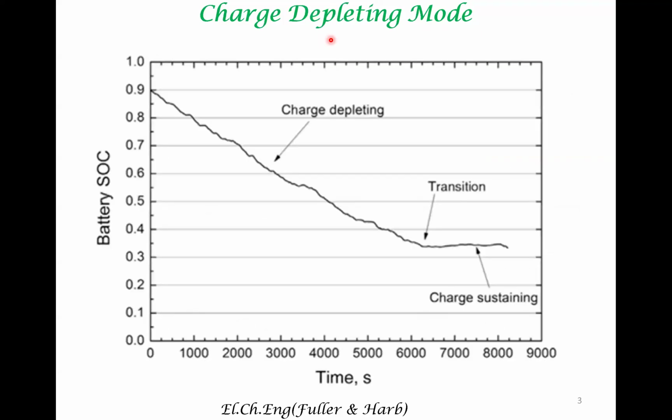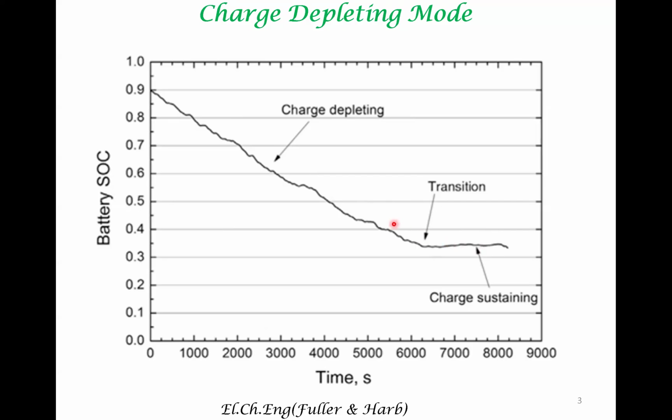As opposed to this, you have the charge depleting mode, wherein the SOC of the battery may significantly decrease. You start at 0.9 and it comes down to around 0.35. When the transition occurs, you sustain the battery at this SOC. So this is the charge depleting mode, and this is the charge sustaining mode. So what is the trade-off here?